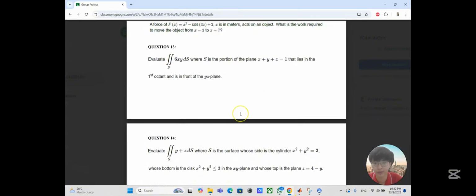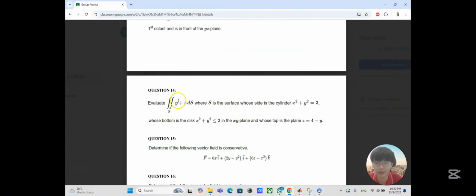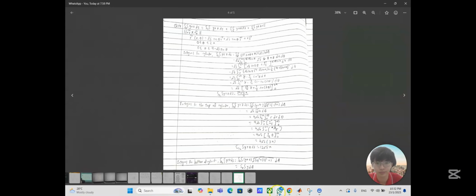For question 14, we need to evaluate the surface integral of y plus z dS, where S is the surface whose side is the cylinder x squared plus y squared equal to 3, whose bottom is the disk x squared plus y squared less than or equal to 3 in the xy plane, and whose top is the plane z equal to 4 minus y. For this, we separate it into 3 surface integrals: the cylinder side, the top, and the bottom. So we can see here S1, S2, S3.